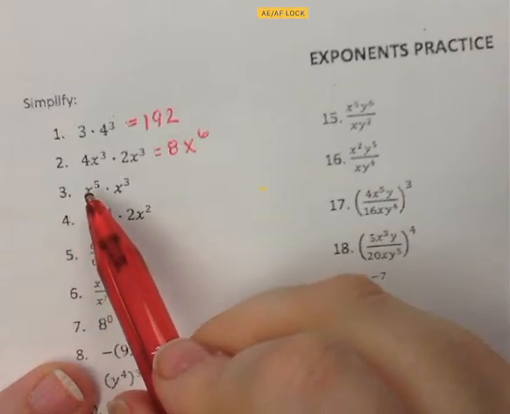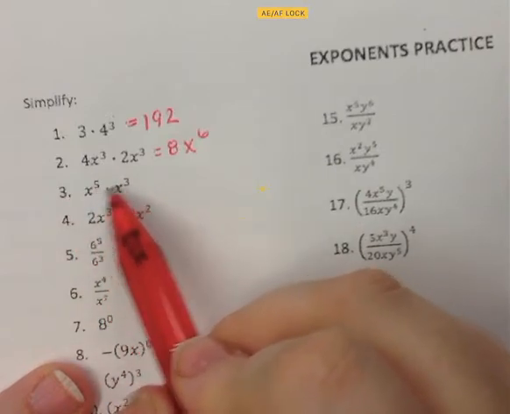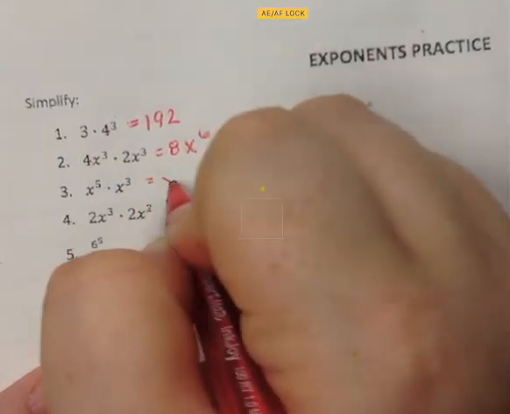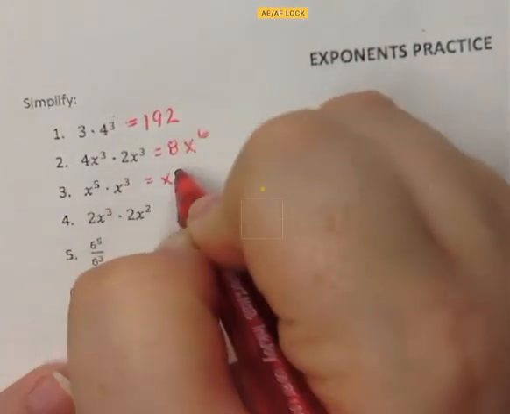Example 3 is x to the 5th times x to the 3rd. So again, we're multiplying bases. We add the exponents. Keep the base of x raised to the 5 plus 3 is 8.